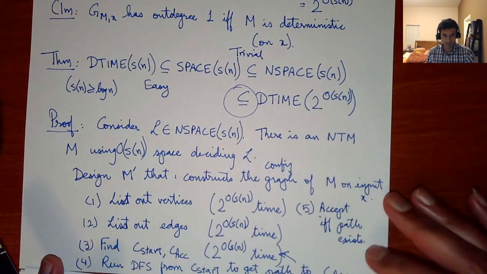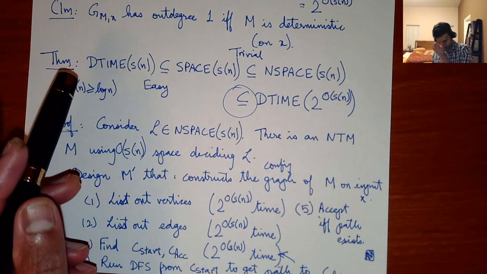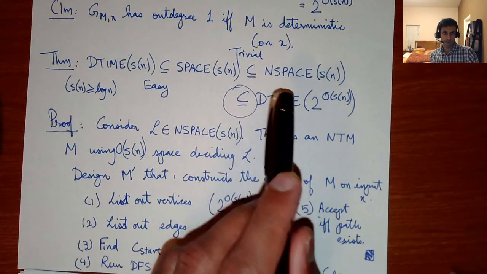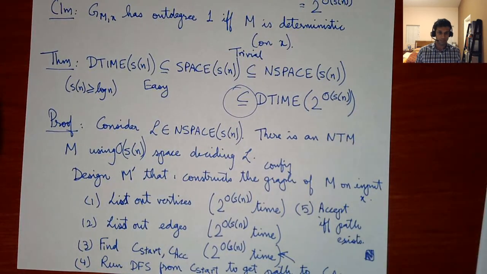Okay, so is that clear? You have non-deterministic space of S of n lies in deterministic space of 2 to the O of S of n. This is a very important bound. So any questions about this, please ask me.